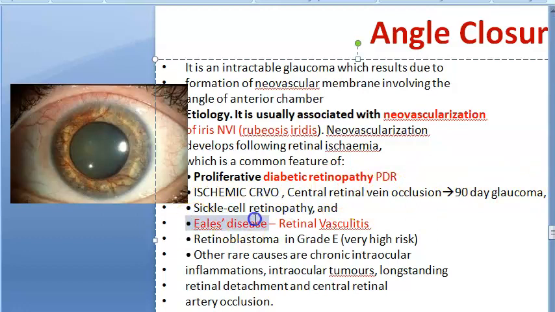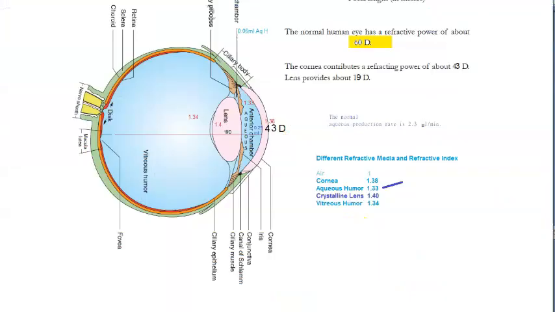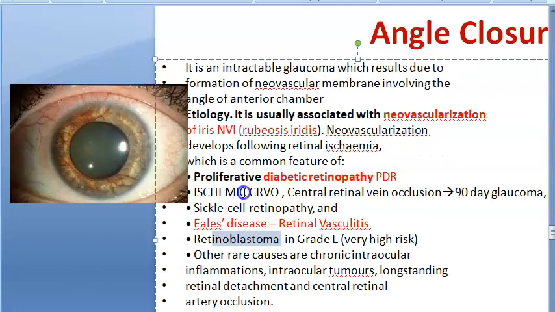Sickle cell retinopathy, Eales disease, retinal vasculitis, right? These also have neovascularization. Even in retinoblastoma in grade E, that is very high risk, in that one also you will have neovascularization. Okay, so what are we looking at? We are looking at neovascular glaucoma. So many other reasons are there.